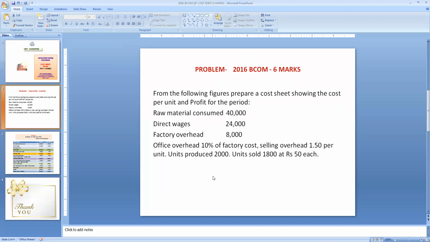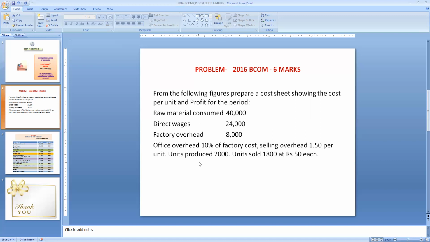In this question, they have very clearly mentioned that the raw materials consumed, 40,000, has to be considered for the prime cost. Direct wages 24,000 also has to be considered for the calculation of prime cost. Both of these are direct expenses. The next one given is the factory overheads, only one item, that is 8,000. Regarding the office overhead, they have not given the value, so it has to be considered as 10% of the factory cost. After calculating the factory cost value, then 10% has to be calculated on that. And selling overhead is very clearly mentioned, that is 1 rupee 50 paisa per unit.